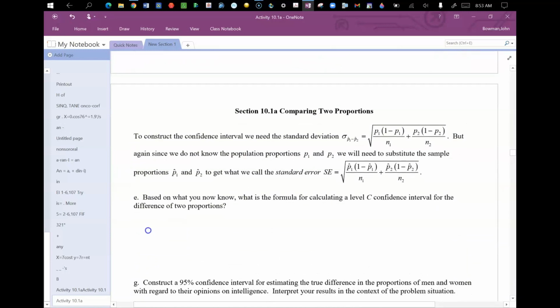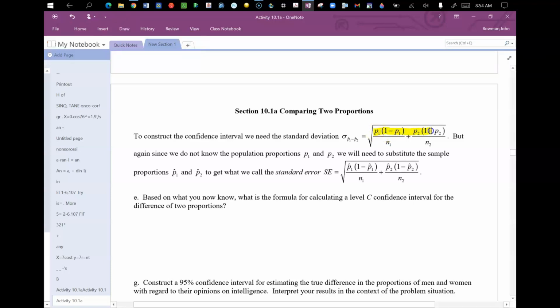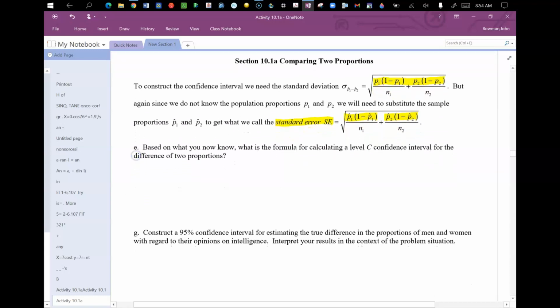So to construct our confidence interval, we need to calculate a standard deviation. But that would mean that we know the individual population proportions, which we don't. So just like we do for single proportion confidence intervals, we move to the standard error and we use the sample proportions in our standard deviation formula. So how does that calculation work out? The calculation basically goes like this.